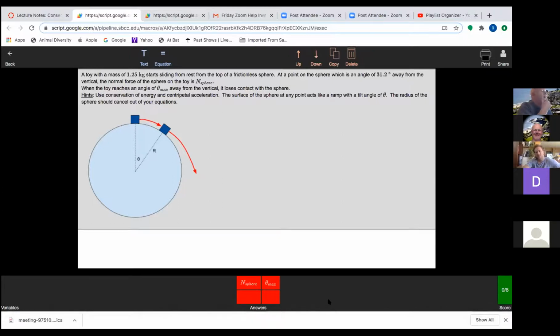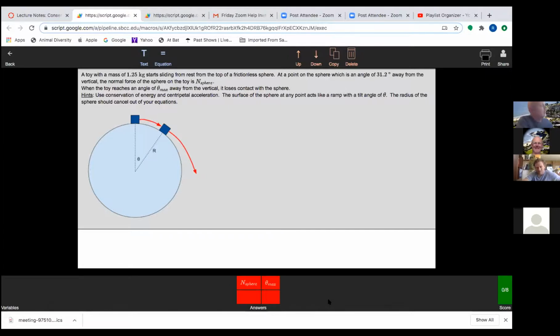At a point on the sphere which makes an angle of 31.2 degrees away from the vertical, I'll draw a rough picture so I know what angle they're talking about. The normal force of the sphere on the toy is, oh, okay. So normal force and sphere. Oh, and I think we're supposed to find that. That's a question, right? Yeah.